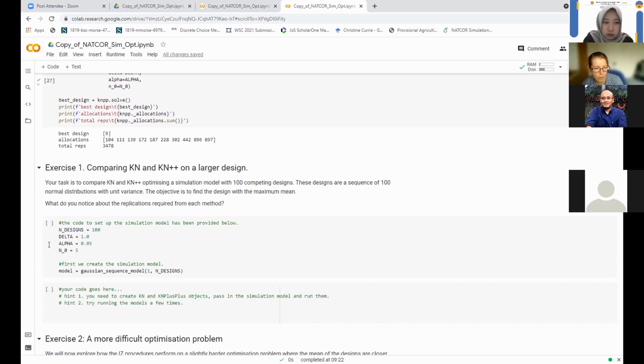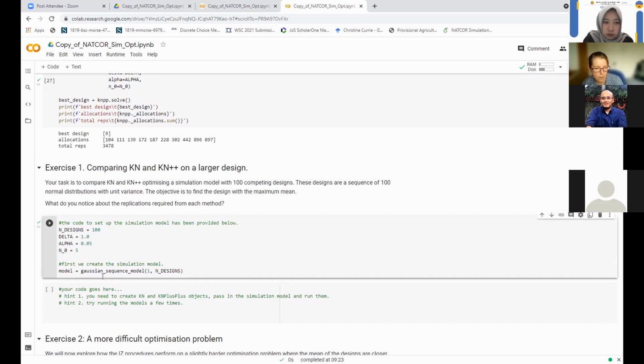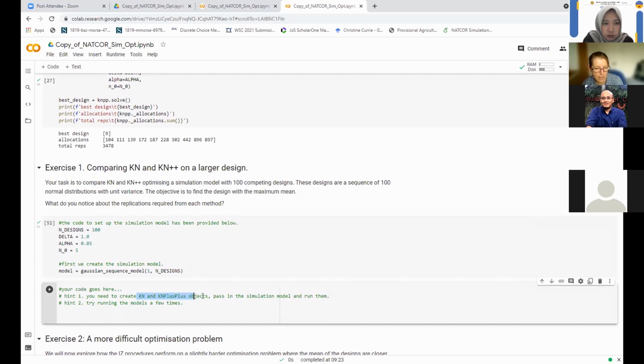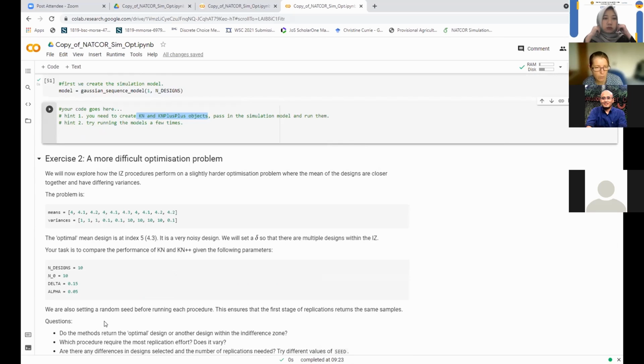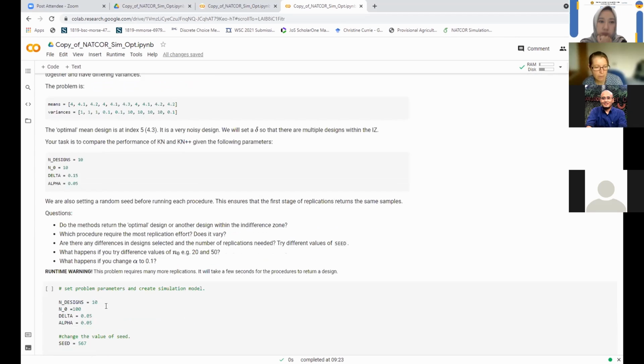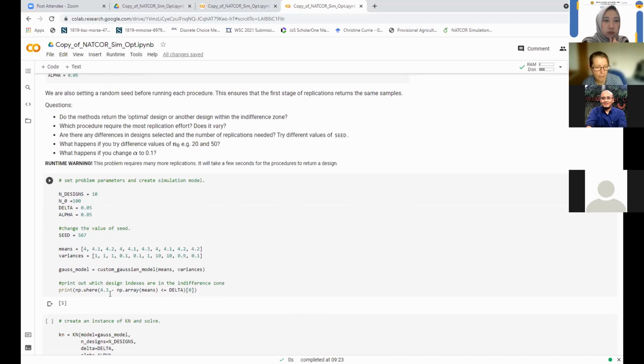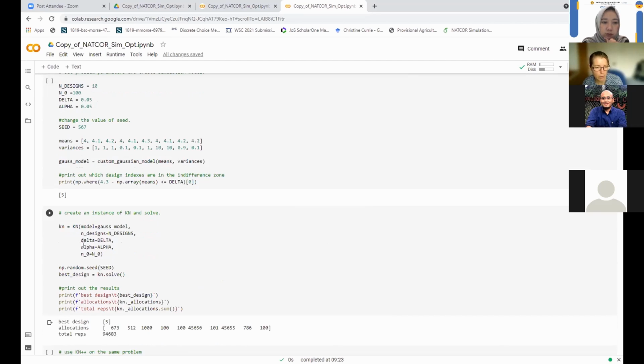Start by putting a bit of code together. We've run that code to set it up, but put a bit of code together to create these KN and KN++ objects and run them and see what outputs you get. So that's one thing. And definitely have a look at this more complicated model. In fact, we've set up KN for you on this one, so that's a nice one to look at.